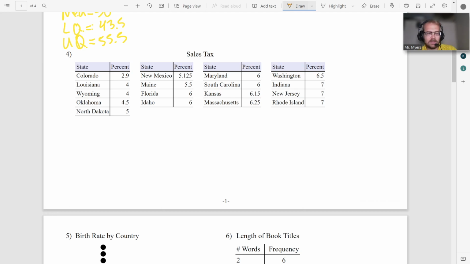All right, stat, calculate, one variable stats. Let's do this. All right, so the first thing on the calculator, if you do in order of how the calculator gives you the answers, then we have x bar, aka the mean. Right, so the mean is 5.58. The next thing they want is the population standard deviation, which is 1.14.